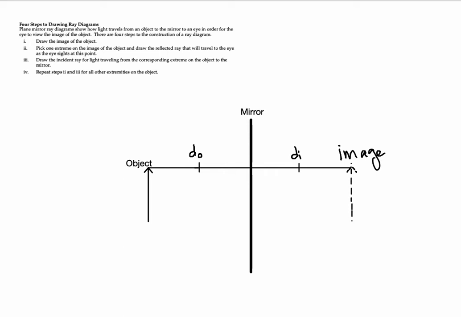Okay, so the next thing is: pick one extreme on the image of the object, and draw the reflected ray that will travel to the eye. We're going to put the eye down here somewhere. Let's say here.